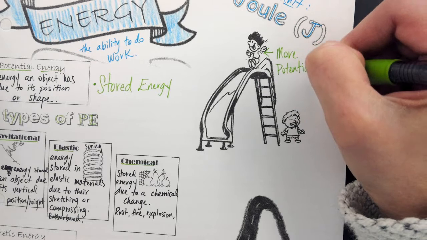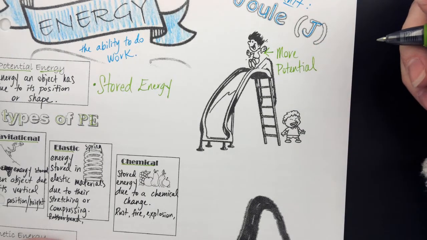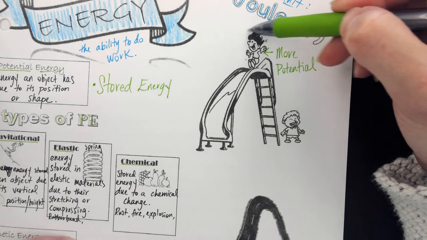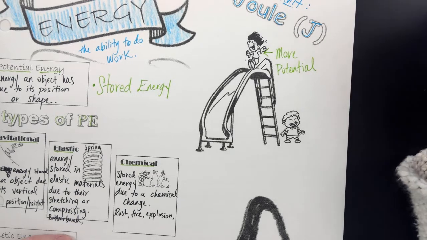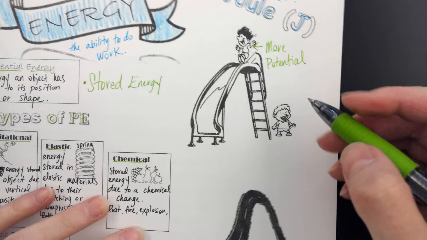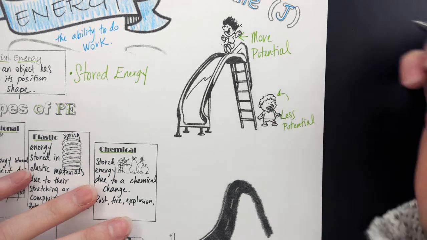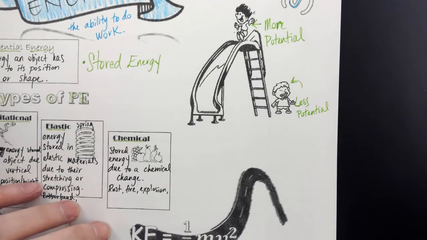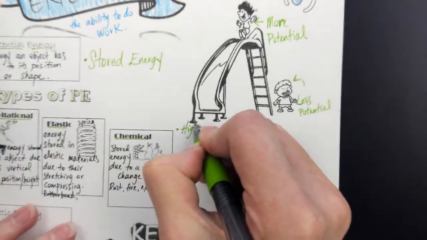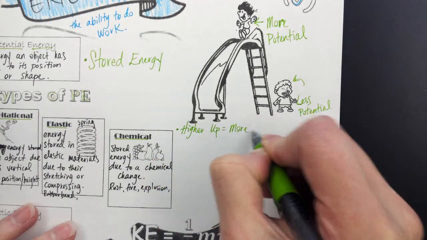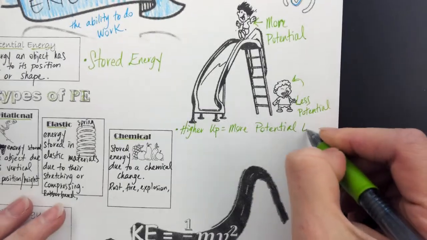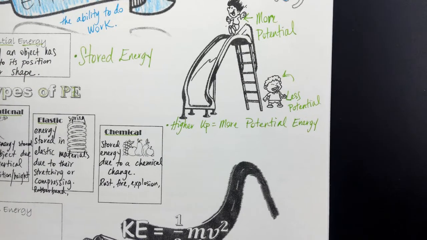Why? Because he's higher. So if we had another guy and his slide was up here, he would have even more. The higher you are, the more potential you have. So this guy has less potential. And that's because of gravity, right? That would be because of gravitational potential energy. The more height you have, the more that gravity is going to pull.